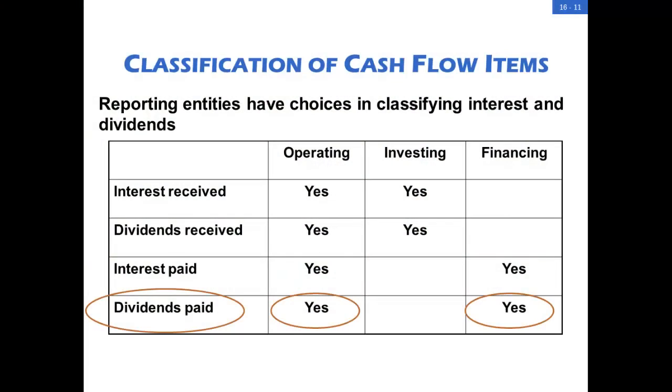Interest paid may be operating or financing because it enters into the determination of profit or loss, and at the same time, it is also a cost of obtaining financial resources. Dividends paid may be classified as a financing cash flow because they are a cost of obtaining financial resources. Alternatively, dividends paid may be classified as a cash flow in operating activities in order to assist the users of the financial statements to determine the ability of the entity to pay dividends out of the operating cash flows.